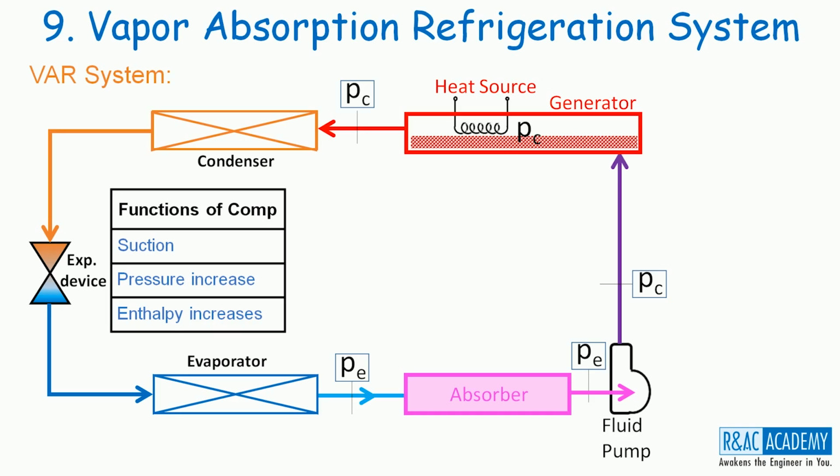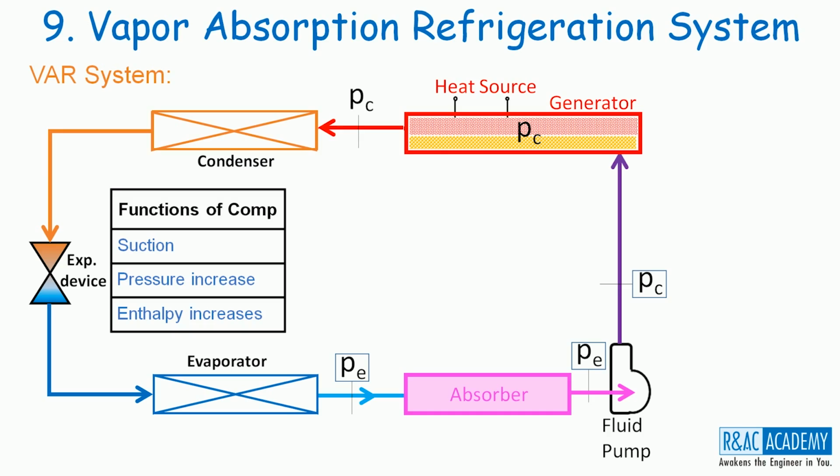As the boiling point of the refrigerant is lower than that of the absorbent by about 200 degrees centigrade, only refrigerant will start evaporating and will get separated from the mixture in the form of vapor. So, the generator now has refrigerant vapor at pressure PC which can be supplied to the condenser.